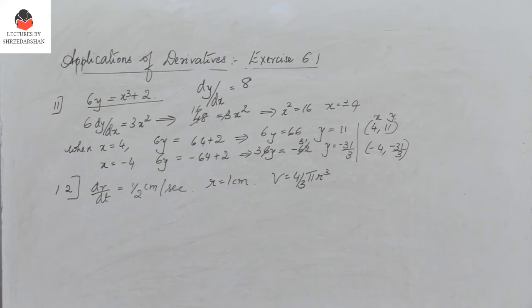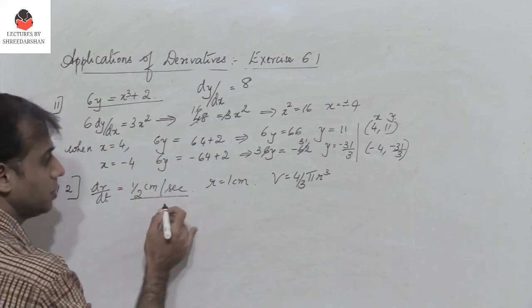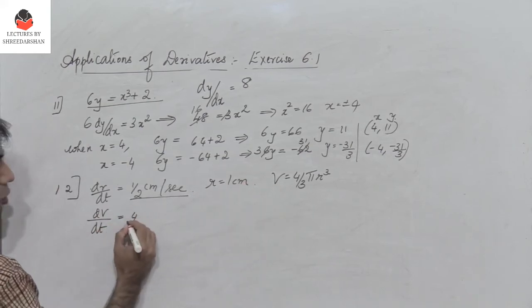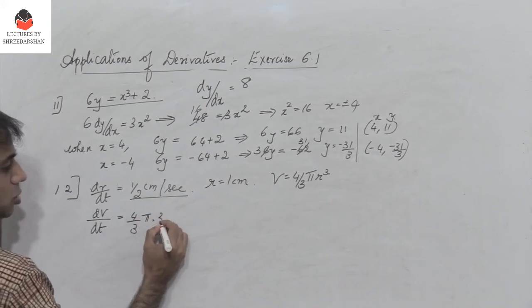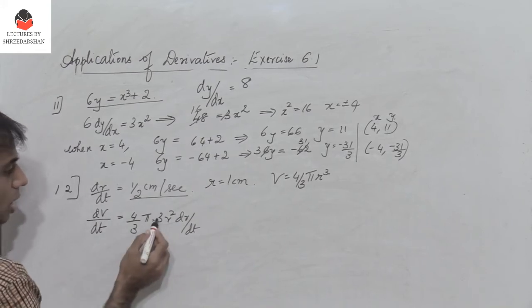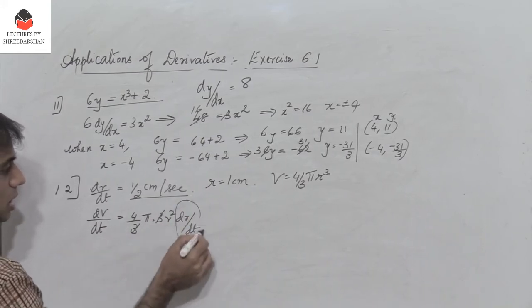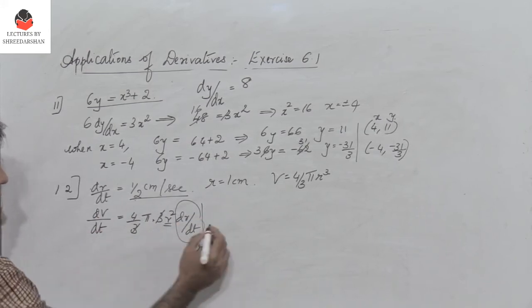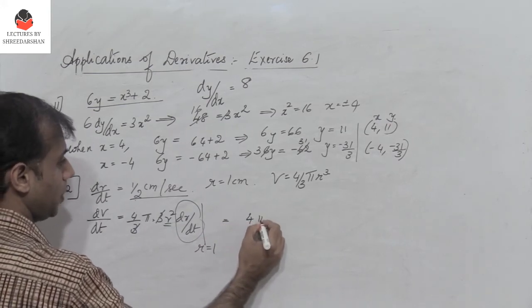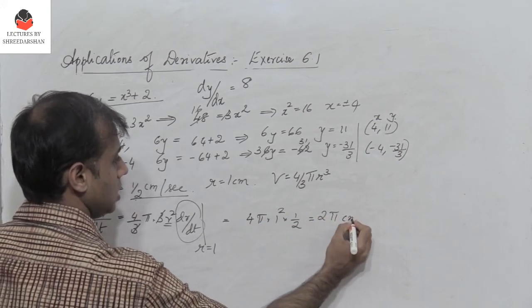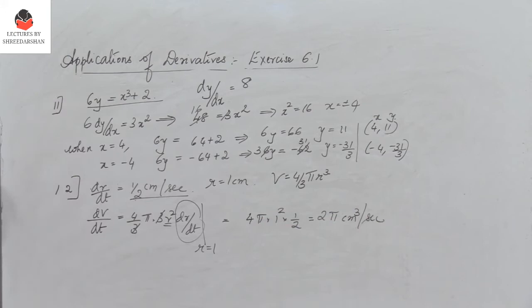Okay, so now dr by dt is known, which is half centimeter per second. So let me differentiate v with respect to t. So dv by dt equals 4 by 3 into pi into 3r square dr by dt. Alright, so now this 3 gets cancelled. Dr by dt is 1 by 2 and r is 1. So I substitute the value of r equals 1. So we get 4 pi into 1 square into 1 by 2, which is 2 pi centimeter cube per second. Right? So the rate of change of volume is 2 pi centimeter cube per second.